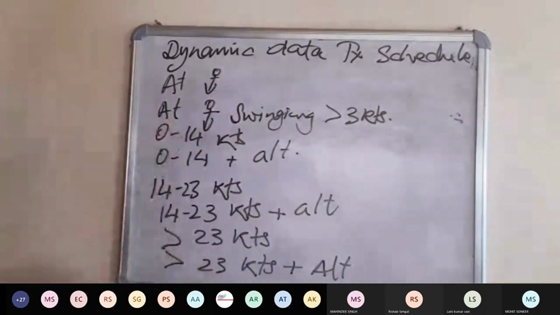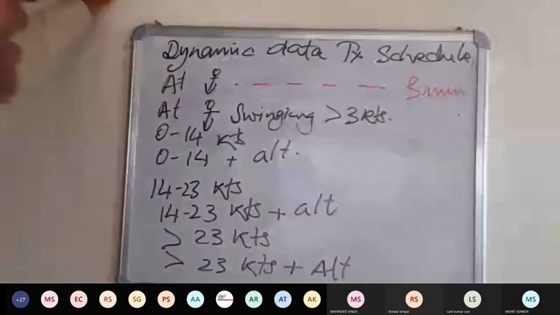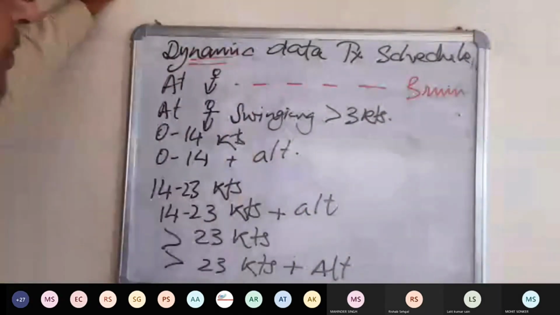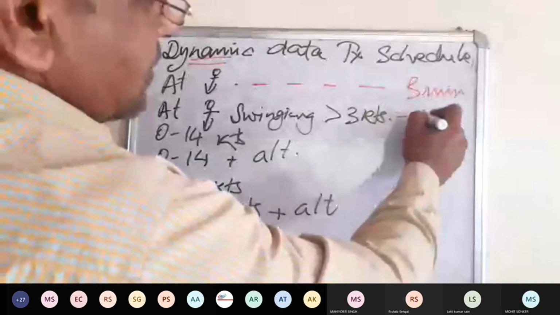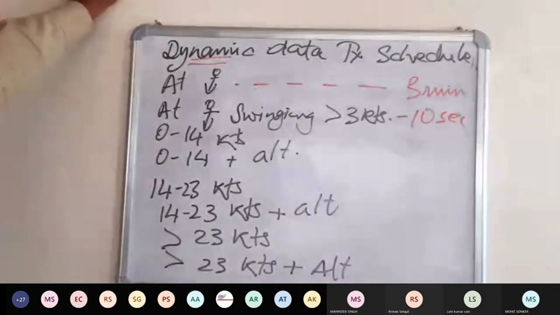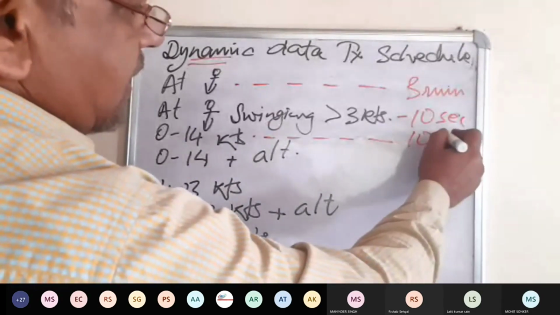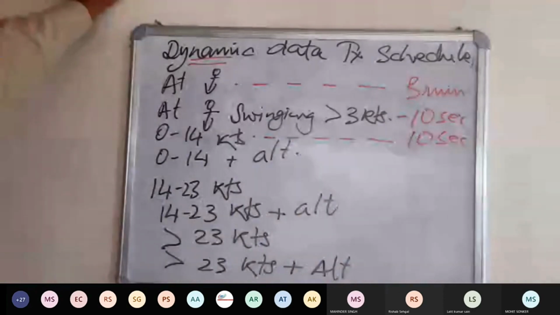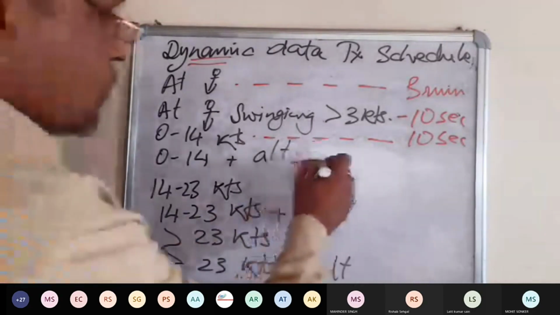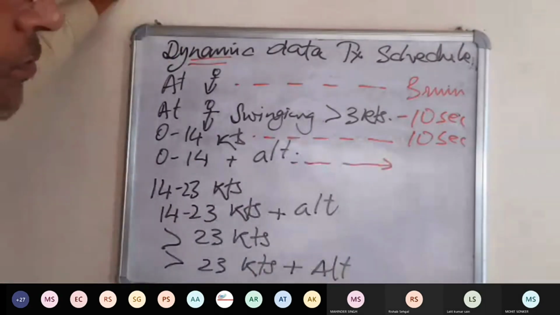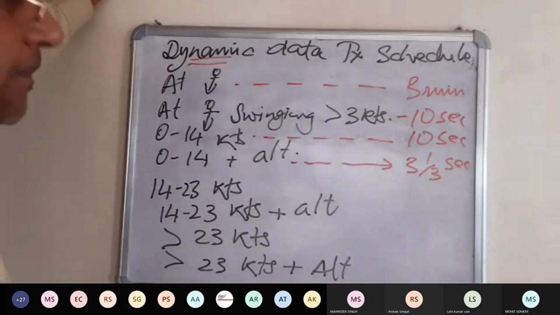What is the rate of transmission? So at anchor, it is 3 minutes. Every 3 minutes, the data is transmitted. Dynamic data we are talking about. At anchor, but swinging at more than 3 knots, then this becomes 10 seconds. 0 to 14 knots, it is transmitted every 10 seconds. When the ship is doing anything, any speed between 10 to 14, plus also altering course, this becomes 3.33 seconds.